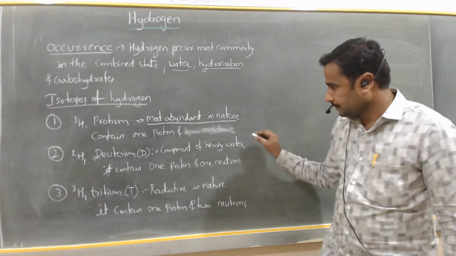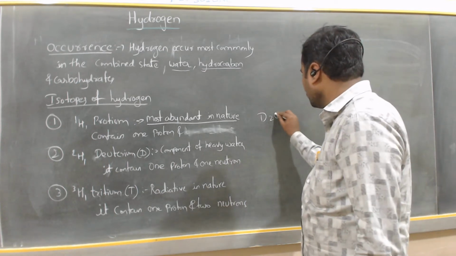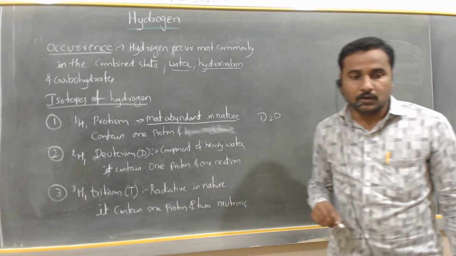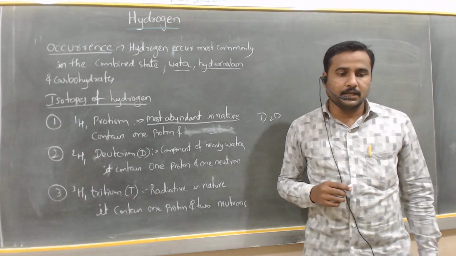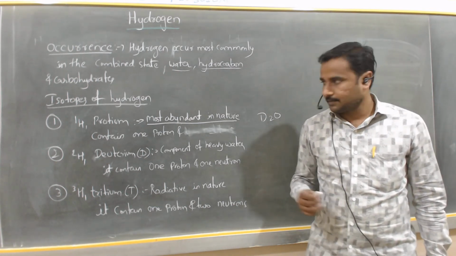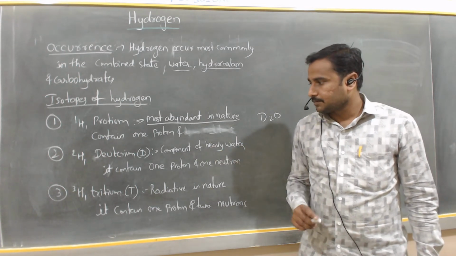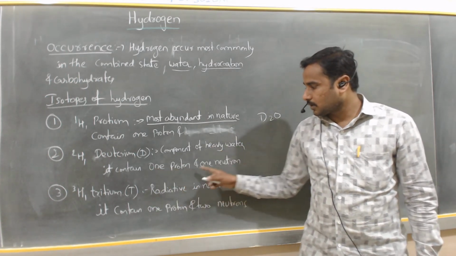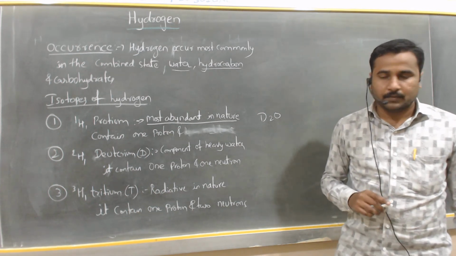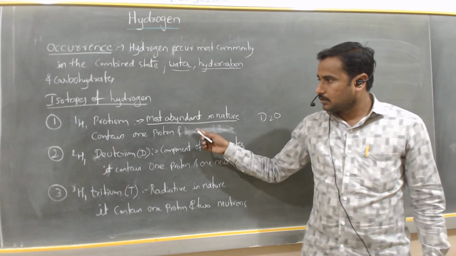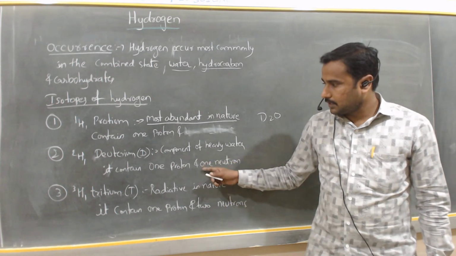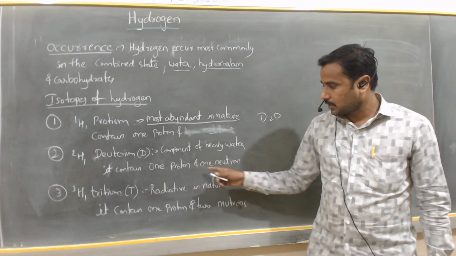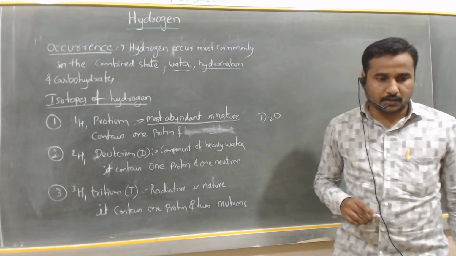D2O, we are calling this what? D2O. So D2O is called heavy water. This heavy water is used in the nuclear reactor as a coolant. So we are calling it heavy water here. It contains one proton and one neutron. So the protium, what happens? It is not having any neutrons. But in the case of deuterium, it has one proton and one neutron.